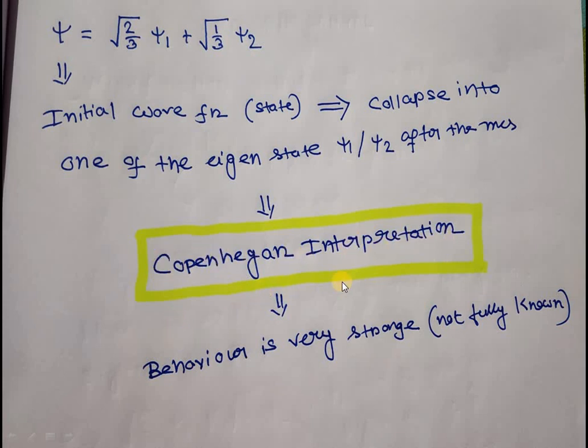This is a very strange theory, and there are many debates about it. The scientist Schrodinger, who derived Schrodinger's equation, made an argument and showed that the Copenhagen interpretation has some problem. This problem has been shown by a thought experiment, known as Schrodinger's cat experiment.